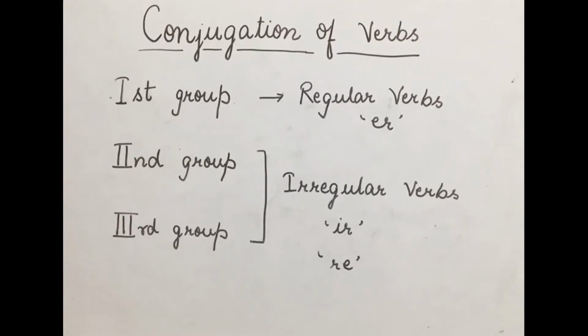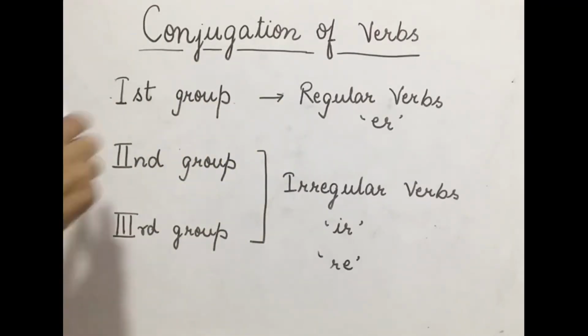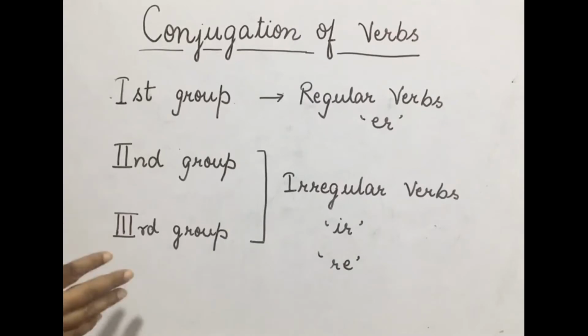Friends, we are back with a new lesson, and today's lesson is about conjugation of RE verbs. Before we start, I will give you a recap of what conjugation of verbs basically is. See, the verb is the most important part of the sentence. Without a verb, you cannot make a sentence. If you want to make a sentence using just one word, it will be a verb.